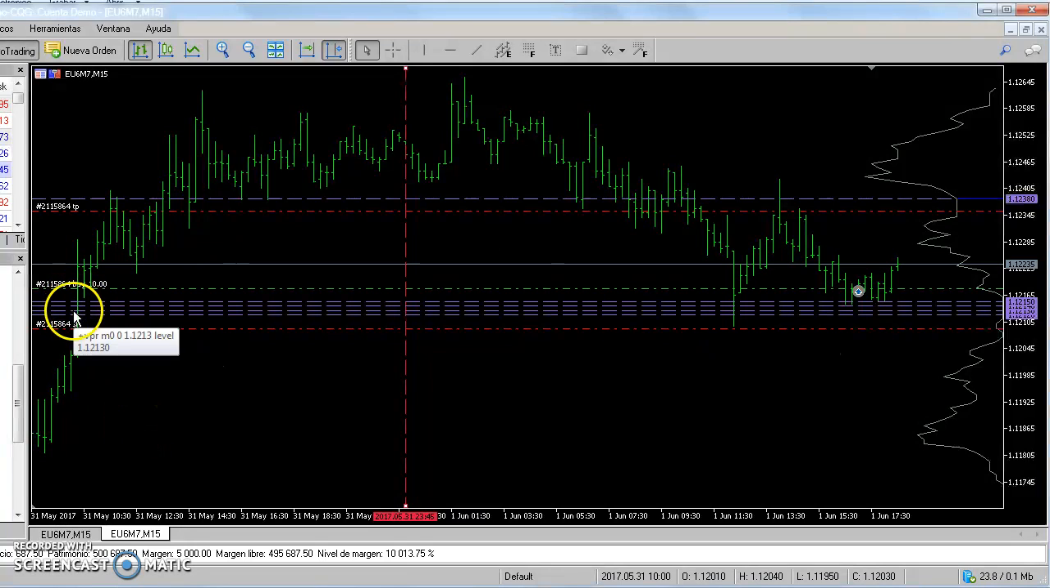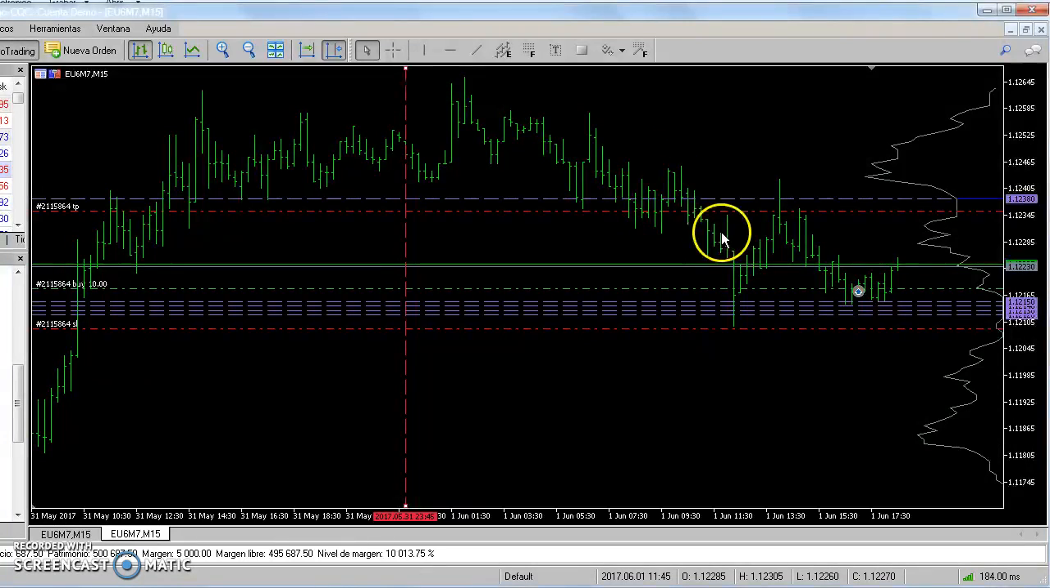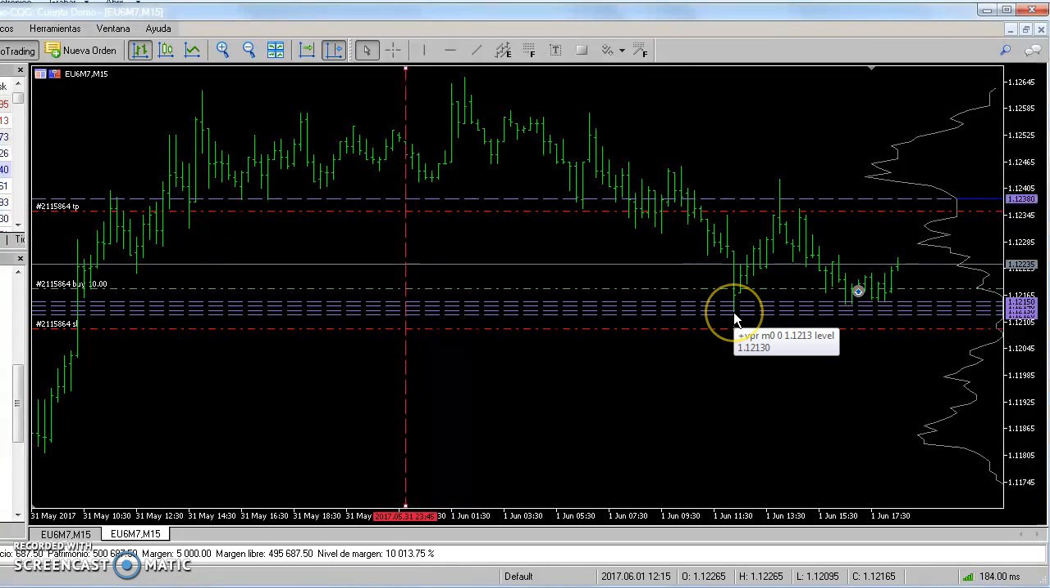So these levels, this area, will be projected to the next day, in this case today, and look at how it responds when the price found some resistance and was trading in a range. The price started going down and found this area of low volume node and immediately was rejected.